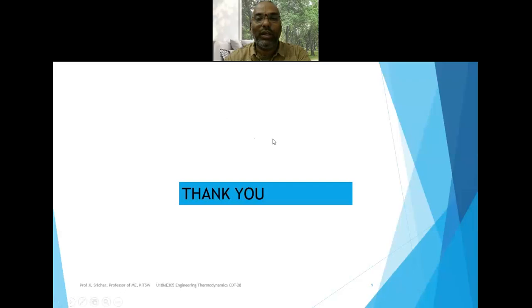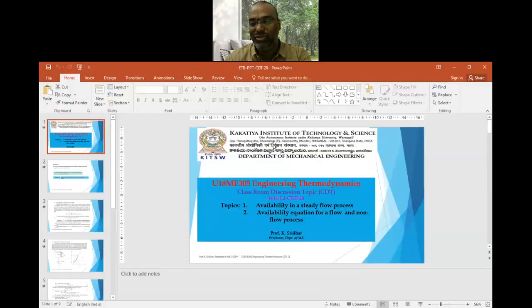So like this, we are able to solve some problems based upon availability in a steady flow process and a non-flow process, because these are very, very important concepts. Always one question will come based upon the availability of a steady flow process and non-flow process. So always you have to remember the steady flow availability function, that is B equals H minus T naught into S. Similarly, the non-flow availability function, that is U plus P naught V minus T naught into S. These are the two important functions we derived from today's class.